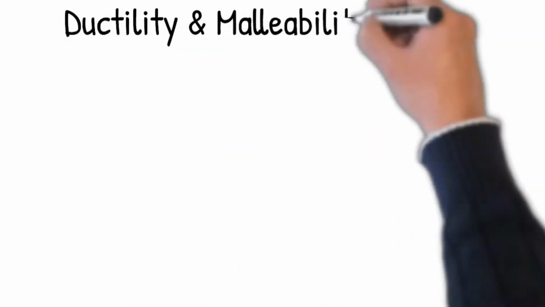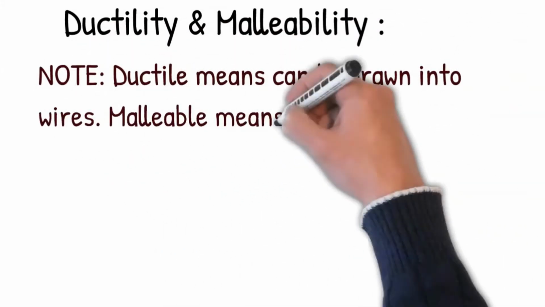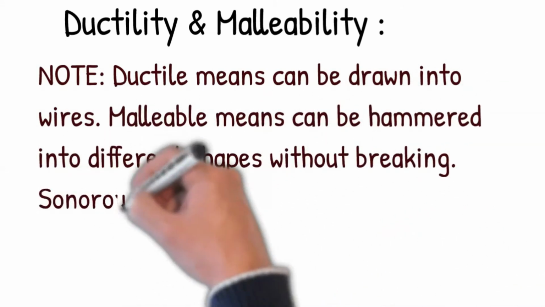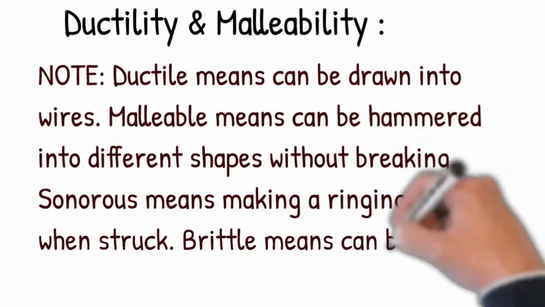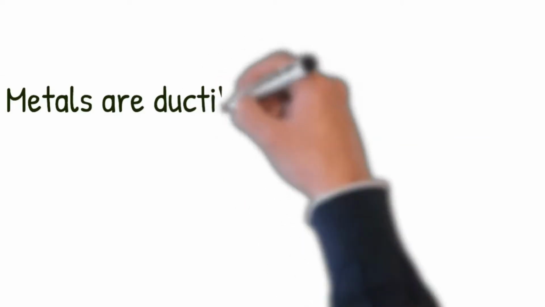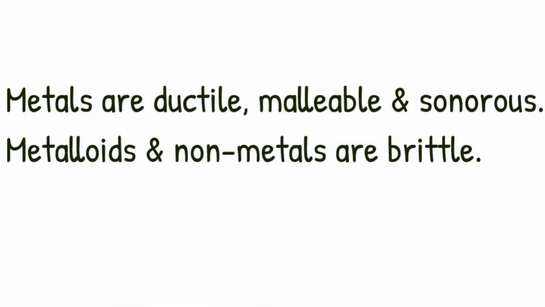Ductility and malleability. Note: ductile means can be drawn into wires, malleable means can be hammered into different shapes without breaking, sonorous means making a ringing sound when struck, brittle means can be easily broken when hammered. Metals are ductile, malleable, and sonorous. Metalloids and non-metals are brittle.